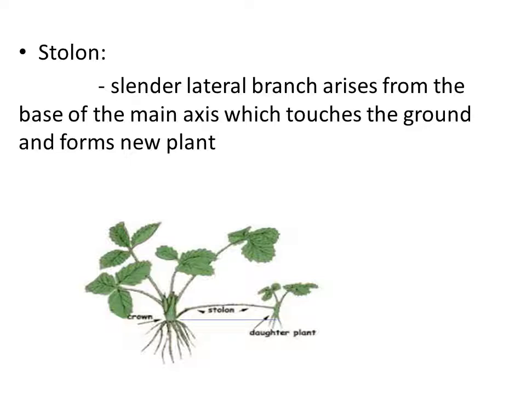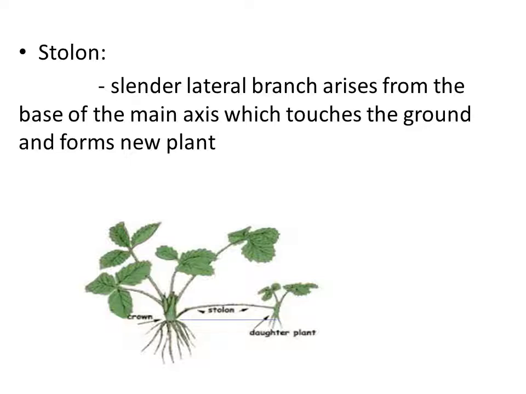This kind of growth on the aerial surface leads to the formation of an arc-like structure. You can find it in the diagram. There is an arc-like structure that can be seen above the ground region. That particular modified stem is called a stolon, right? So a stolon is a slender lateral branch that arises from the base of the main axis. When it touches the ground, it forms a new plant.